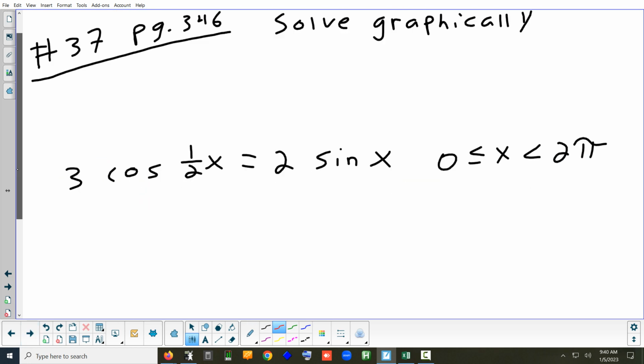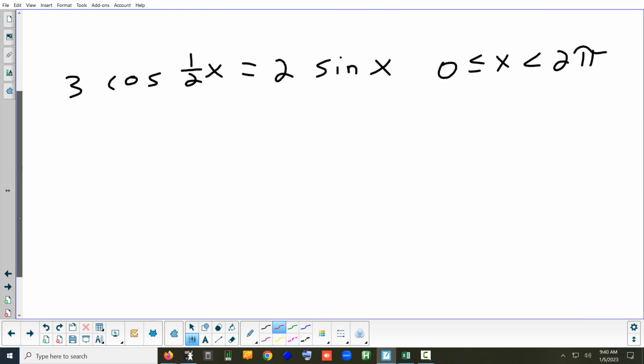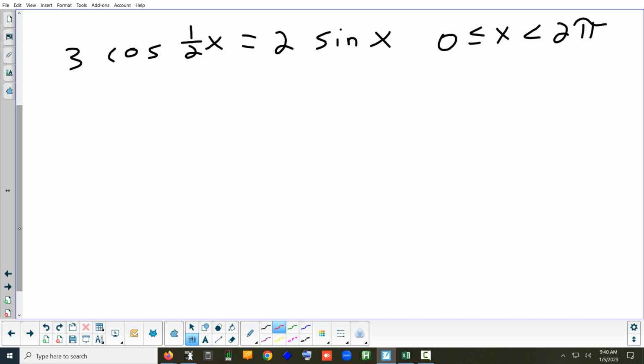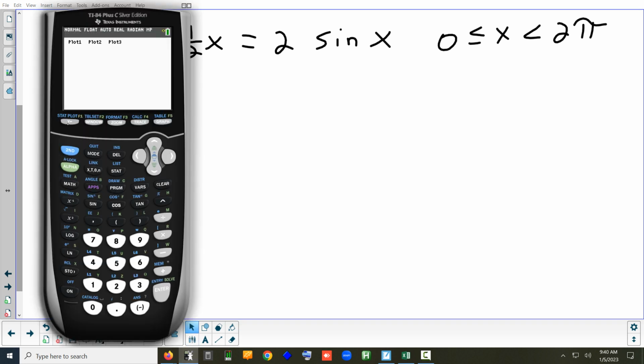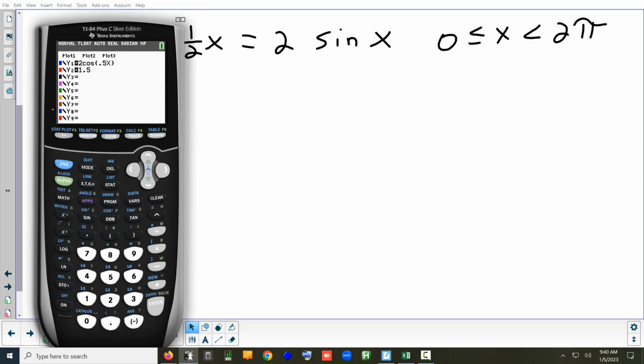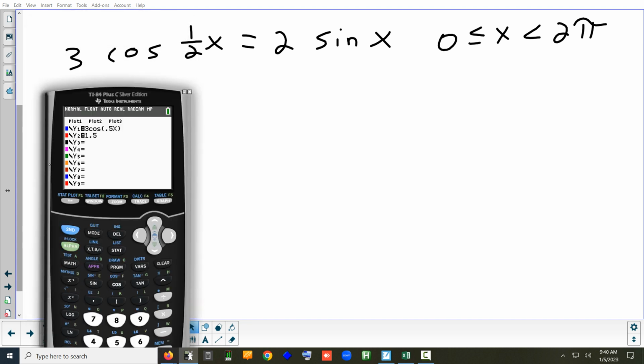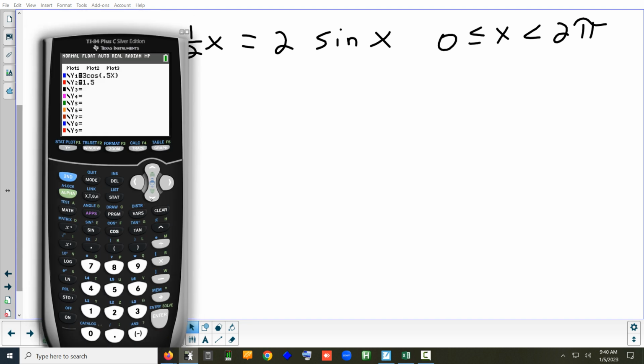Now, this one, I'm not going to do the whole thing. I just want to graph it. And I want you to just be careful about something. So we've got 3 cosine, actually that's the same, and 2 sine x. So now we've got 2 trig functions we're going to draw and see where they cross.